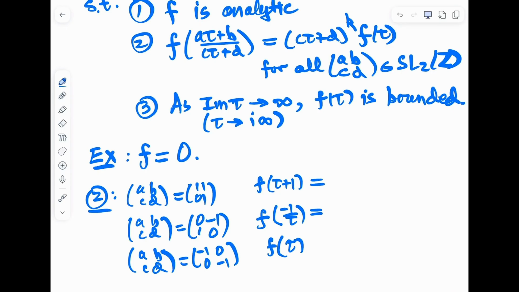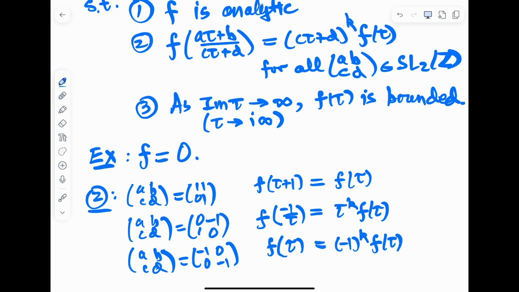When B and C are both 0, everything simplifies. What is the right side? On the right side, when C is 0 and D is 1, that factor is just 1, so I just get that. And when C is 1 and D is 0, I get tau to the k. And when C is 0 and D is minus 1, I get minus 1 to the k. So these are interesting properties.